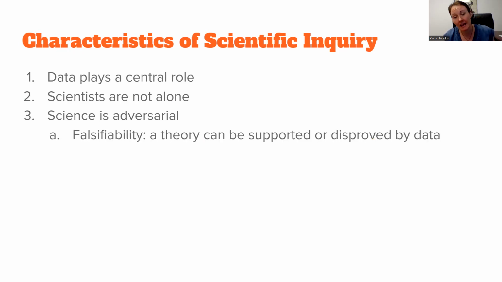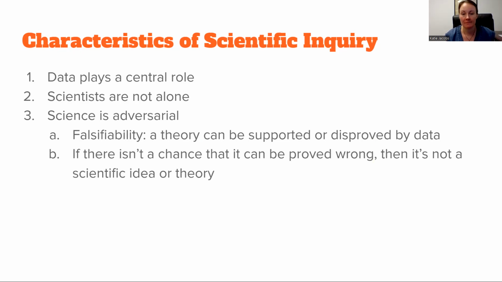And so with science, in order for it to be science, any theory that you have has to be able to be proved or disproved, that you can use data to falsify that claim. If you can't test it to see if it's true, then it's not science. Okay. So if there isn't a chance that it can be proved wrong, it's not a scientific idea or theory, it's something else. And it can be a belief, it can be an idea, but it's not necessarily a scientific idea or theory.